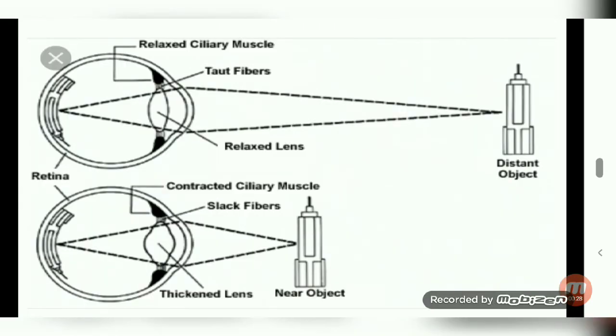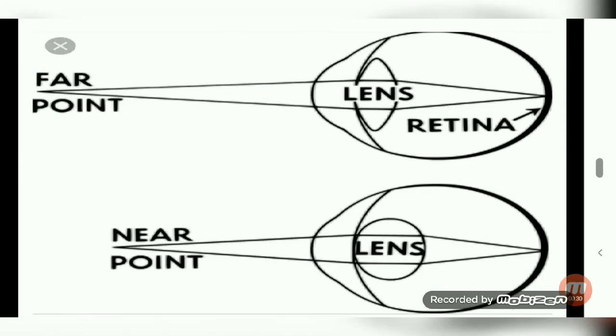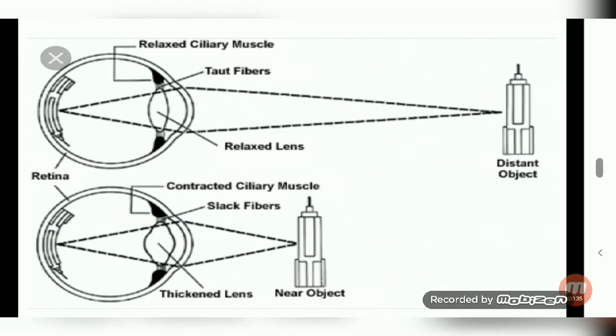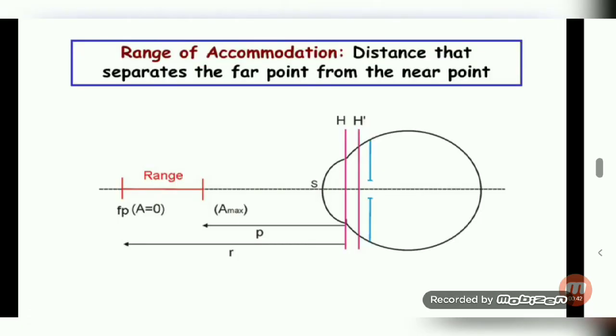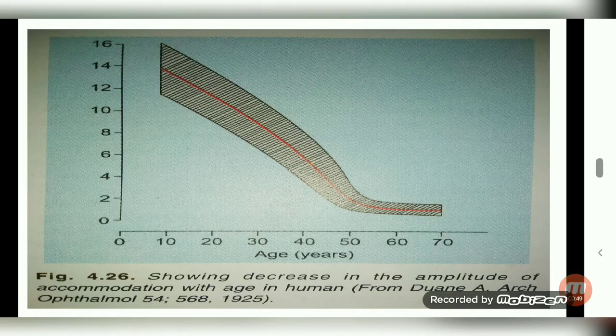Far point: the farthest distance at which an object can be seen clearly is called the far point. Near point: with maximum accommodation in force, the nearest point at which the eye can see clearly is called the near point. Range of accommodation: the distance between the far point and the near point is called the range of accommodation. Amplitude of accommodation: the difference between the diopter power needed to focus at the nearest point and to focus at the far point is called the amplitude of accommodation.